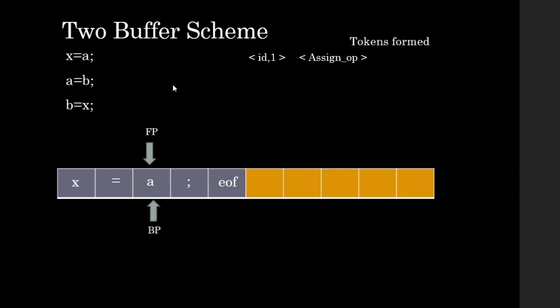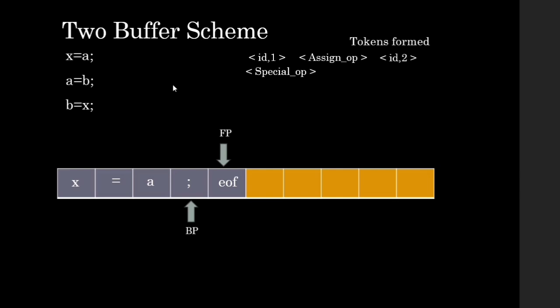Now we will advance forward pointer one step ahead. When we advance forward pointer one step ahead, you can see that semicolon is not part of a, because a is a different lexeme and semicolon is a different lexeme. Now a is an identifier too, that token will be created, and now beginning pointer will be moving to semicolon. Now we will move the forward pointer one step ahead. Now forward pointer goes to EOF, the end of the file. Now this semicolon is a special operator, that token will be created.